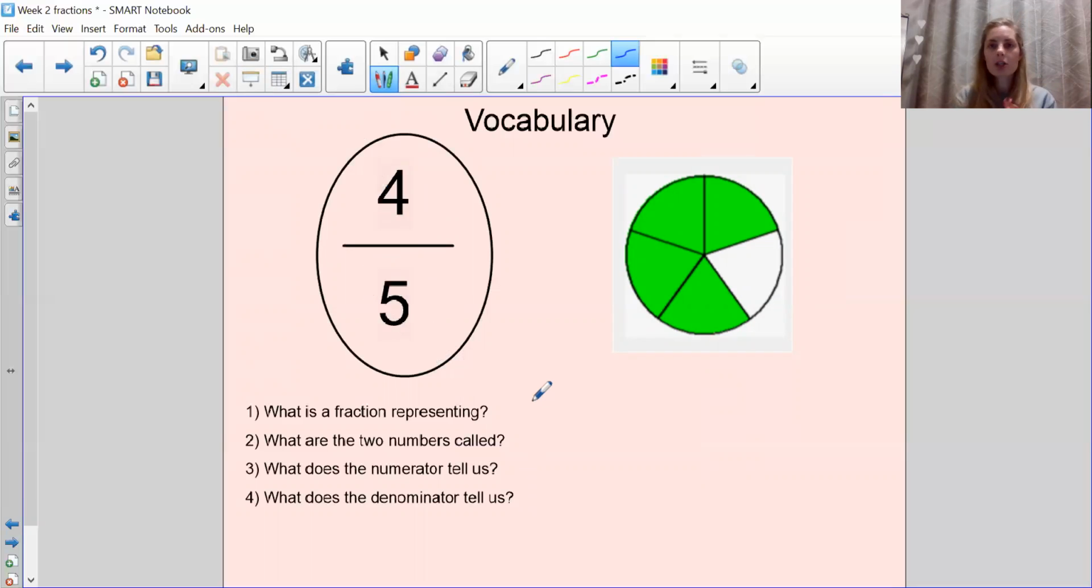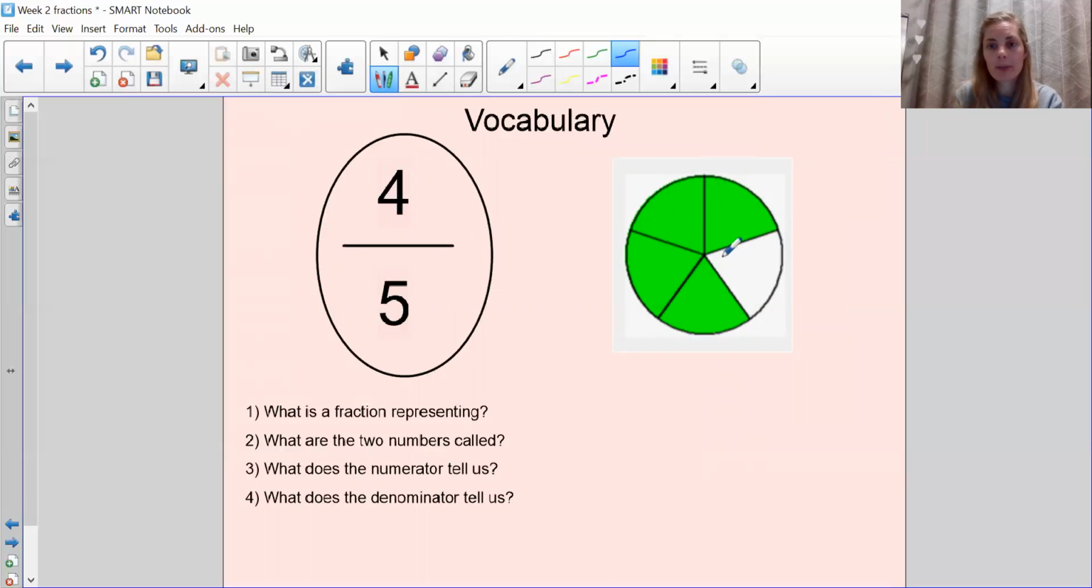Right, so a fraction is simply representing part of a whole. Over here, I've got a picture of, let's say, a green pie. Don't really want to eat a green pie, but this is a pie, okay? And I have divided this whole pie, or this cake, into 5 equal parts.